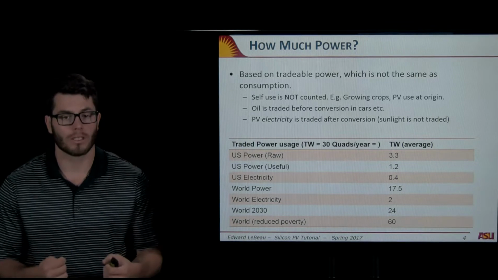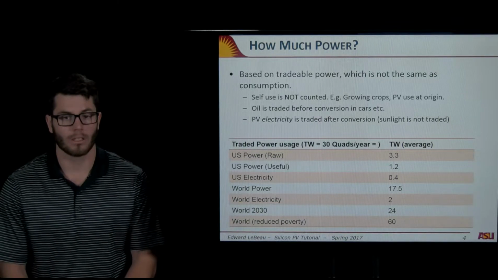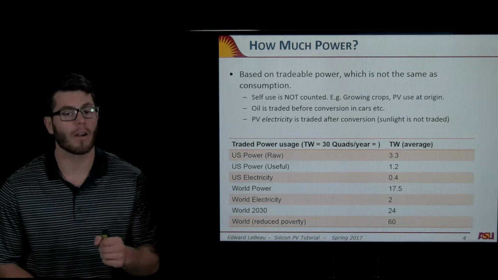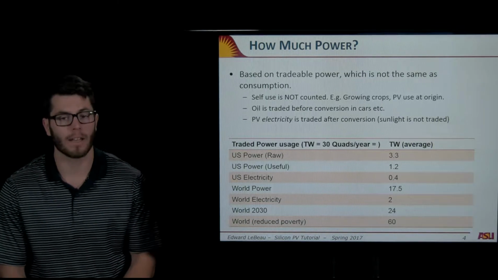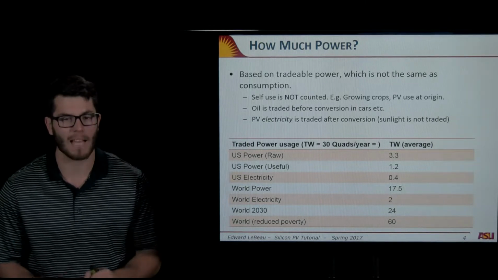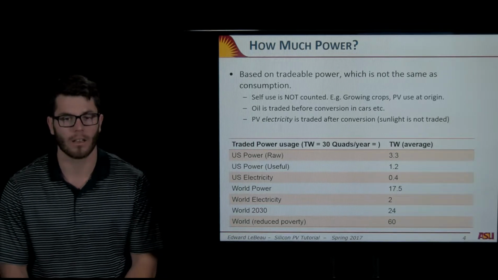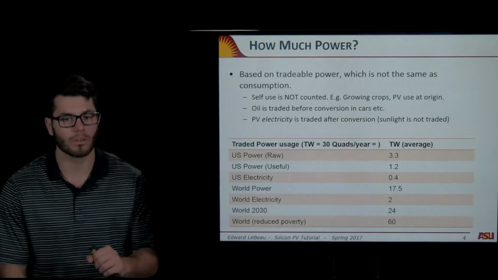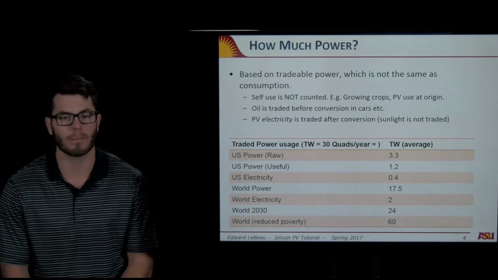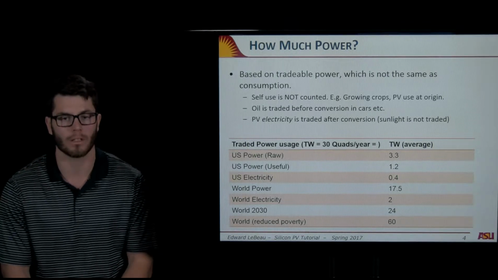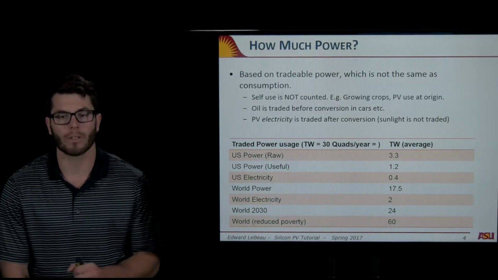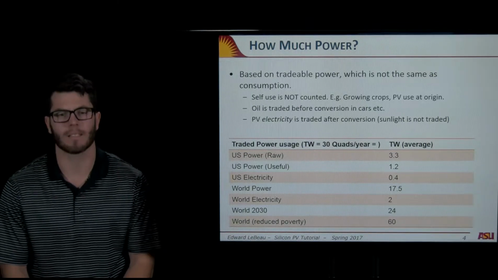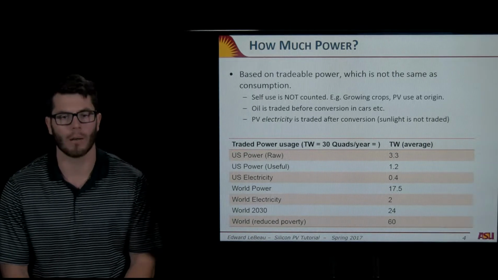So the world uses 17.5 terawatt years every year, and if poverty were reduced, that number would go up to 60. So there's a massive, massive amount of energy demand, and it's only going up. Without reduced poverty, which will be reduced, the estimate is 24 terawatt years of energy required every year by 2030. So there's a massive energy requirement, and it's only going up.